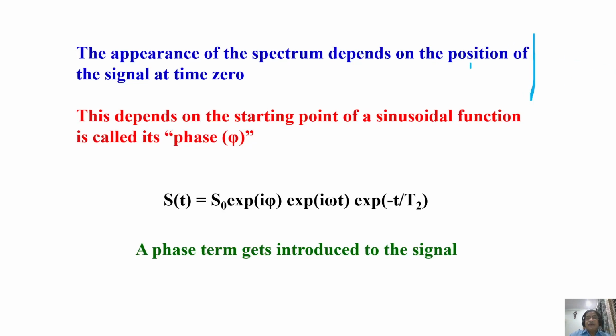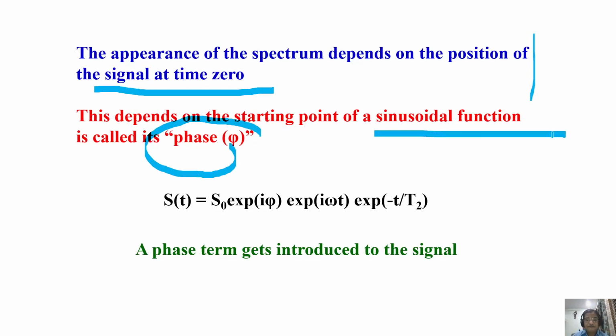So the appearance of the spectrum depends on the position of the signal at time t equal to 0. Immediately after the pulse, the time is equal to 0, and you have to start collecting the signal. If the pulse is applied here, you give some delay, and start collecting the signal here, you get into a phase problem. So in principle, you should start collecting the signal immediately after application of the pulse at time t equal to 0. If the starting point is different, we have what are called phase errors in the sinusoidal function.